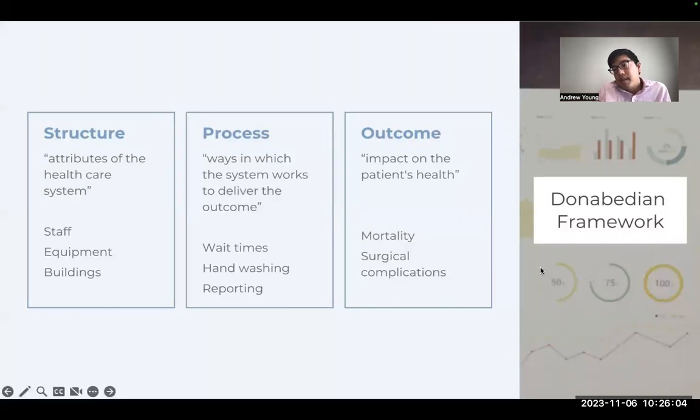This is something called the Donabedian framework. I think it's helpful. Again, these are just tools to help brainstorming. This framework breaks down any process into structure, process, and outcome. So structure are like the attributes of the healthcare system, process. This has to do with measures.